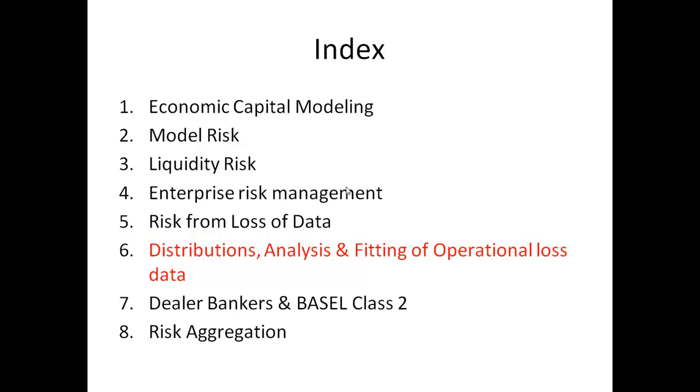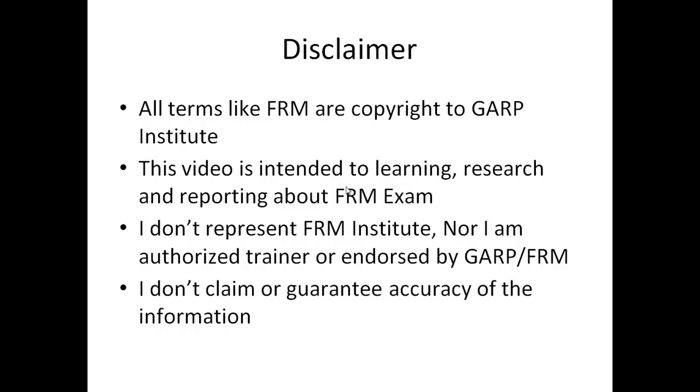And the sixth part, which I have put in red, is analyzing the operation loss from these risks which are there because of loss of data. This is a little bit new, because we have got new databases and new things that are coming in operation risk, specifically related to loss of data. That is something new, interesting, a little bit quant and a research level thing. Then we have the dealer banker, or the kind of investment banks that we have. Then we have the BASEL norms and risk aggregation, or adding all these risks.